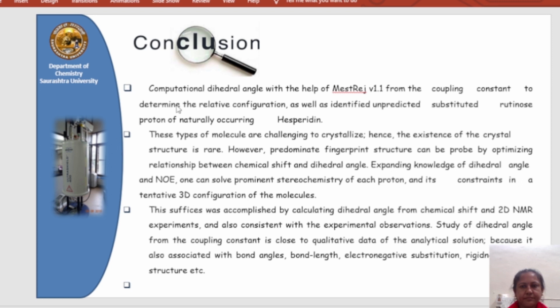So computational dihedral angle with the help of MestReNova version 1.1 from the coupling constant to determine the relative configuration, as well as identify the unpredicted substituted routinous proton of naturally occurring hesperidin. So we use this software, this pulse programming, for any natural compound to find out the dihedral angle and exactly what the situation is in the 3D structure. So we can use this technique for that.